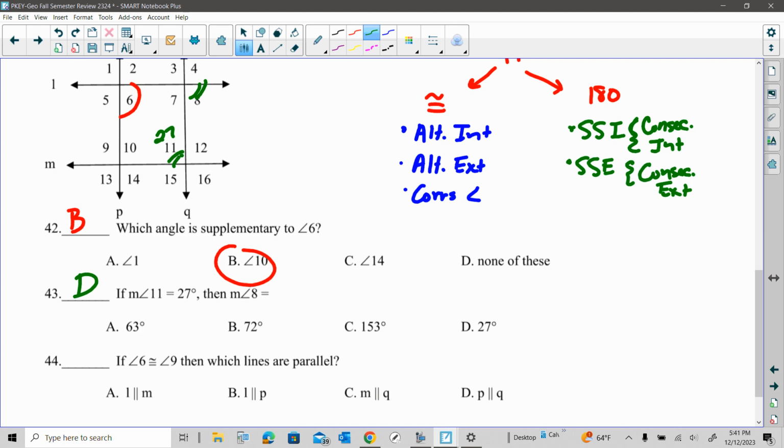And then angle 6 and 9. If I look at 6 and 9, these are alternate interior, and alternate interior angles are congruent. So since they are congruent, because they told us they're congruent, then our lines L, like that, a cursive L, is parallel to M. So this one was A.